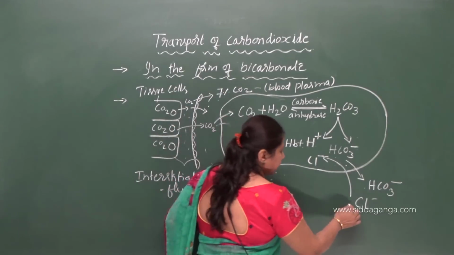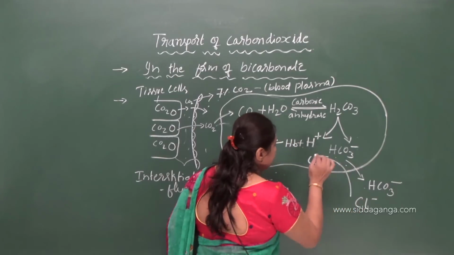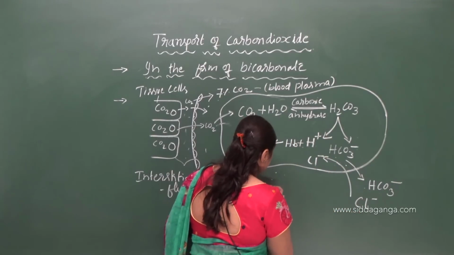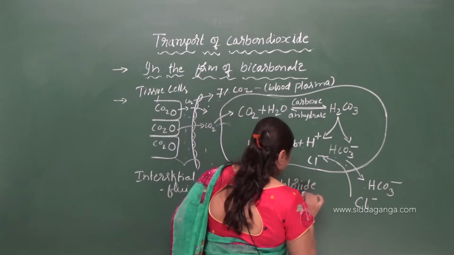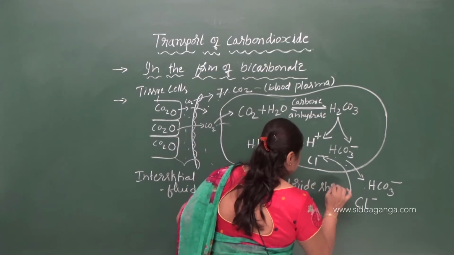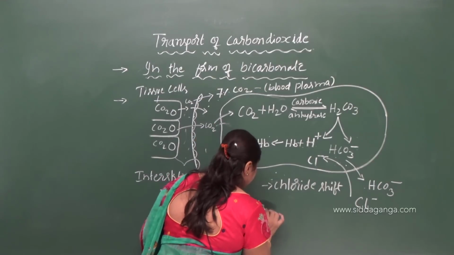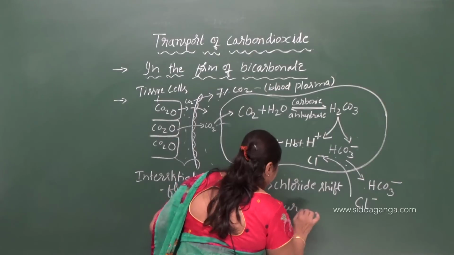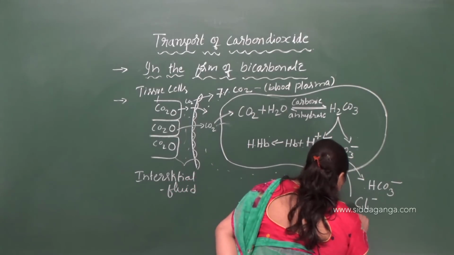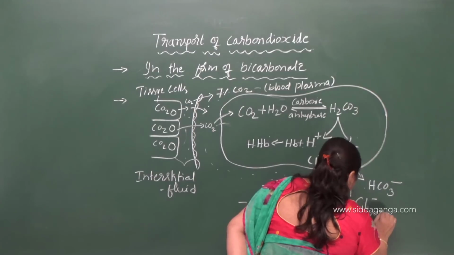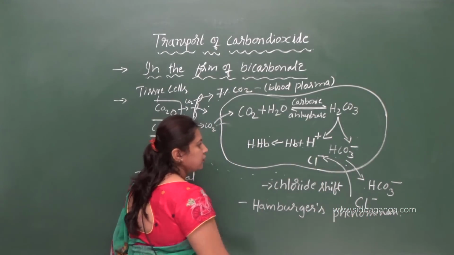This movement of chloride ions from the blood plasma to the RBC is called what? Chloride shift. Or it is also called Hamburger's phenomenon.